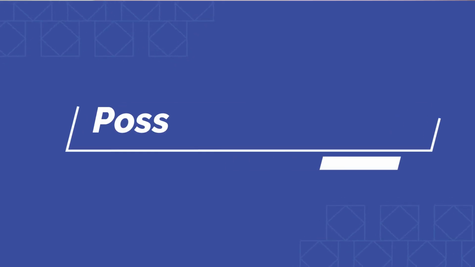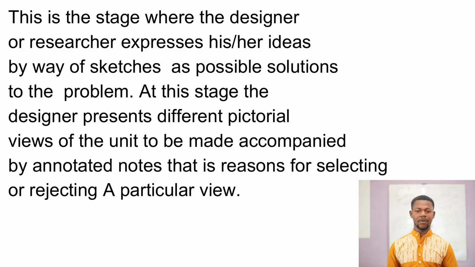Now, after the specification stage, where you have specified exactly what you need for the unit, we now move on to the next stage, which is possible solution. What is possible solution? This is the stage where the designer or researcher expresses his or her ideas by way of sketches as possible solutions to the problem. So at this stage, the designer presents different pictorial views of the unit to be made, accompanied by annotated notes. That is, reasons for selecting or rejecting a particular view.